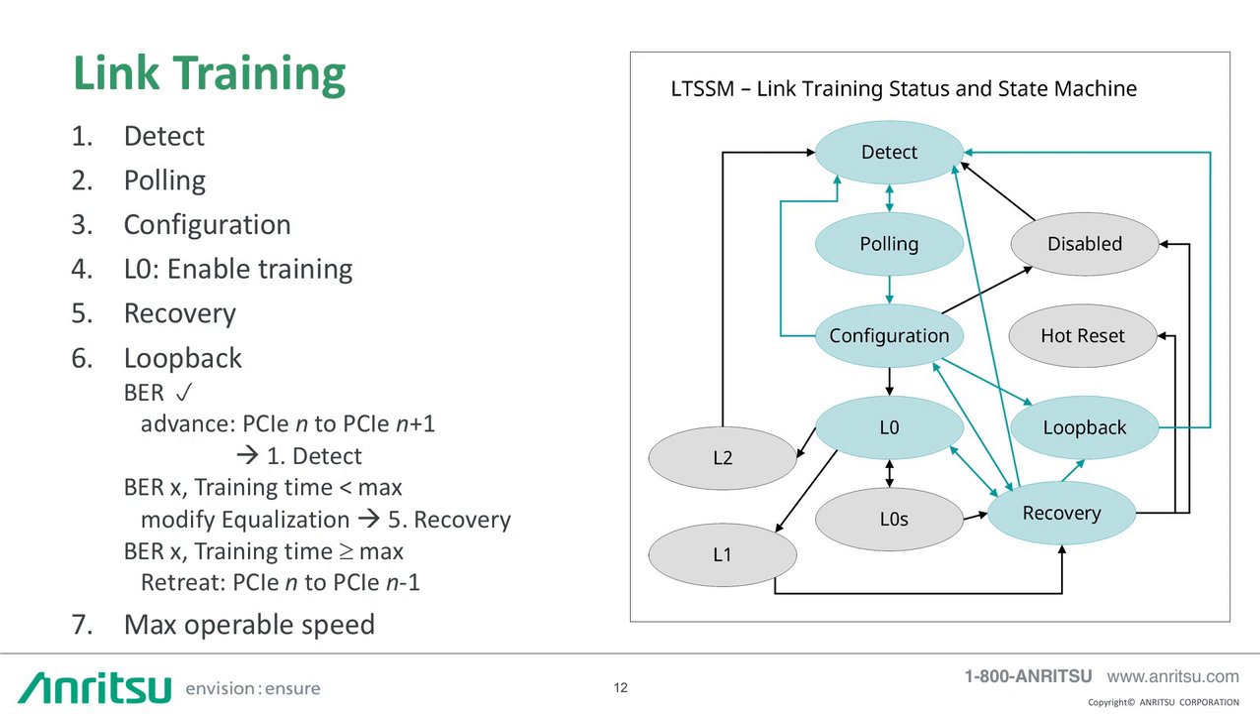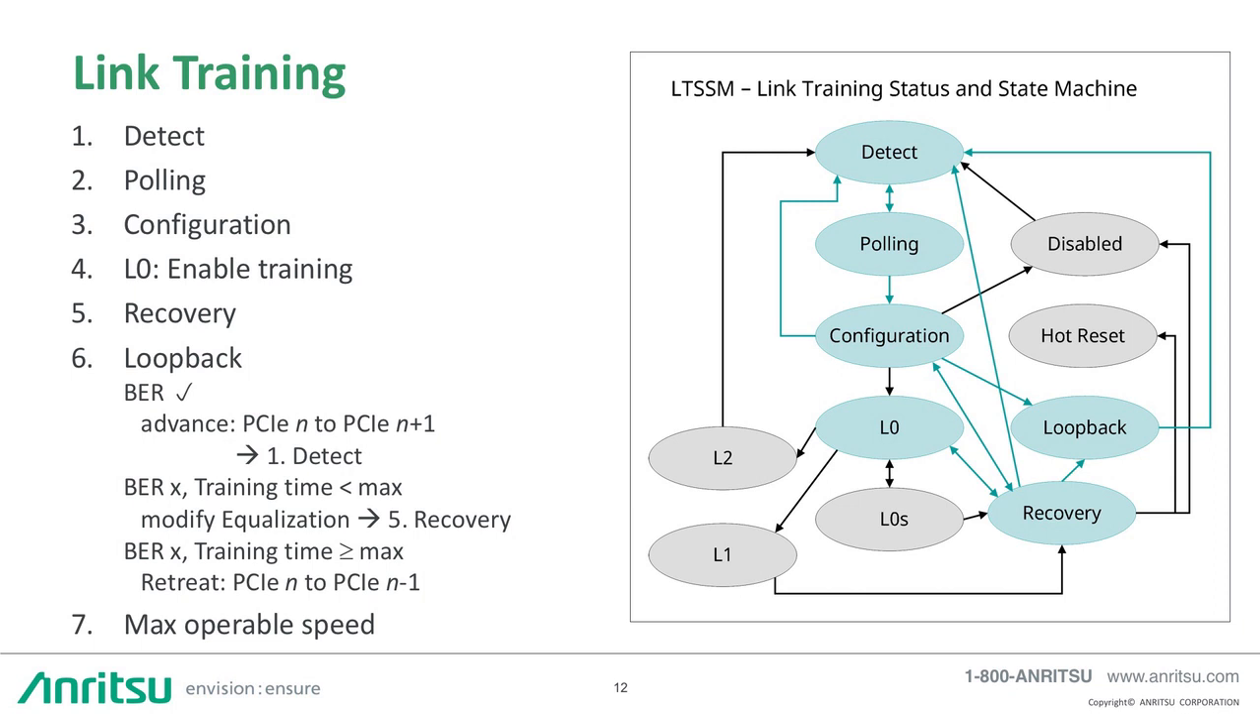Phase 6, the loopback phase, is the crucial phase. The receiver analyzes the bit error rate with some sort of built-in system tests, like a cyclic redundancy check. Of course, different receivers can use different levels of built-in self-test sophistication.